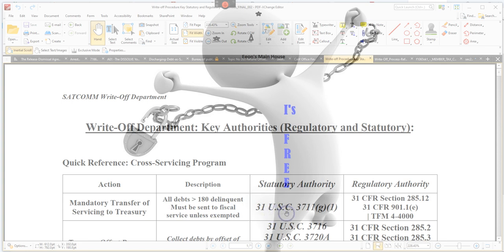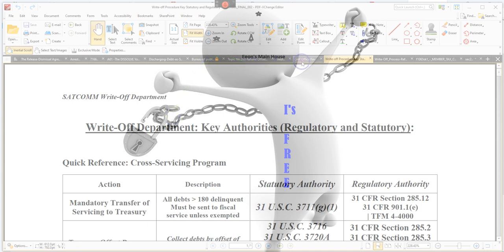Here is the code. Are you going to be putting that stuff on the internet? This is internal. This belongs to SACOM. This is the research we've done internally for our organization. Okay, the information is out there, so why don't you just start with 31 USC 3711? Just start there for now. And we'll be talking about this stuff as we go along.